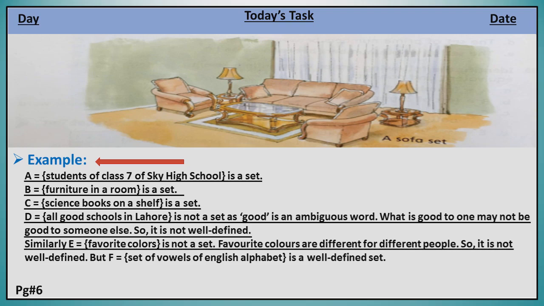Similarly, E is equal to favorite color is not a set. Dear students, because favorite colors are different for different people. All people cannot have the same favorite color. That's why it is not a well-defined set. But dear students, F is equal to set of vowels of English alphabet is a well-defined set. Because everyone knows about the English alphabets. Highlight the main points on your textbook.